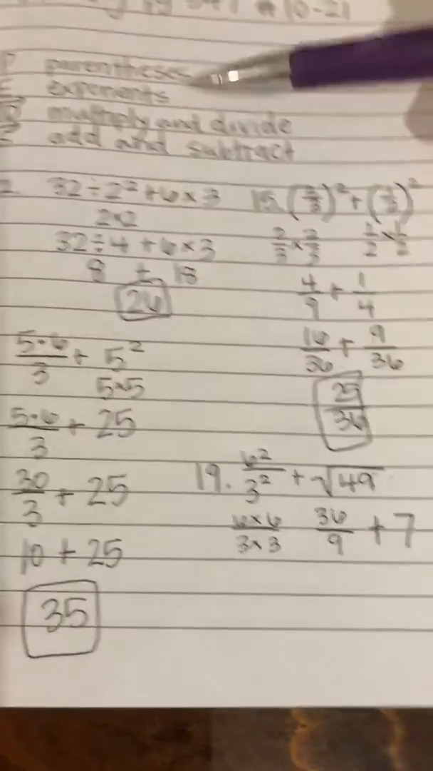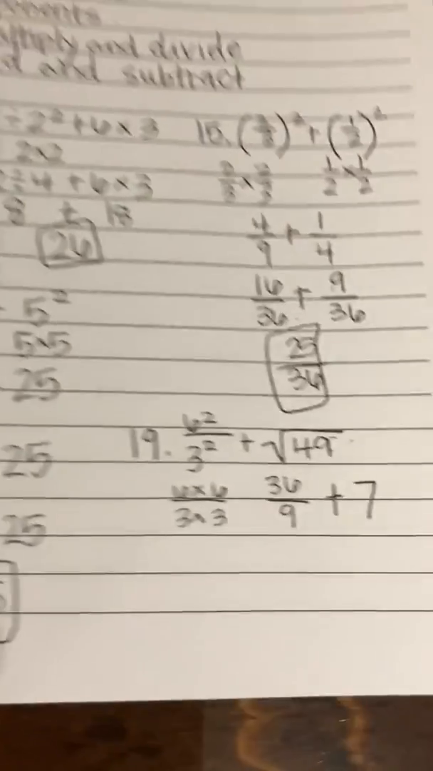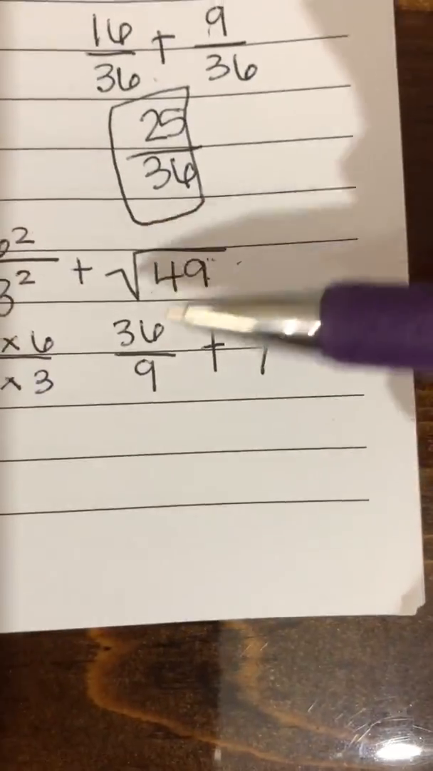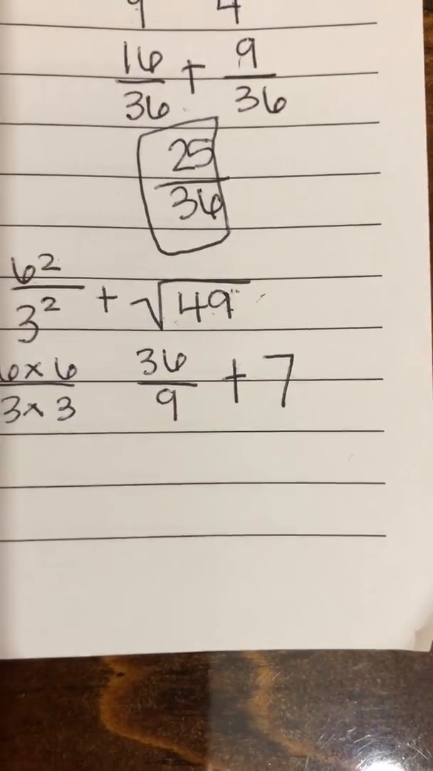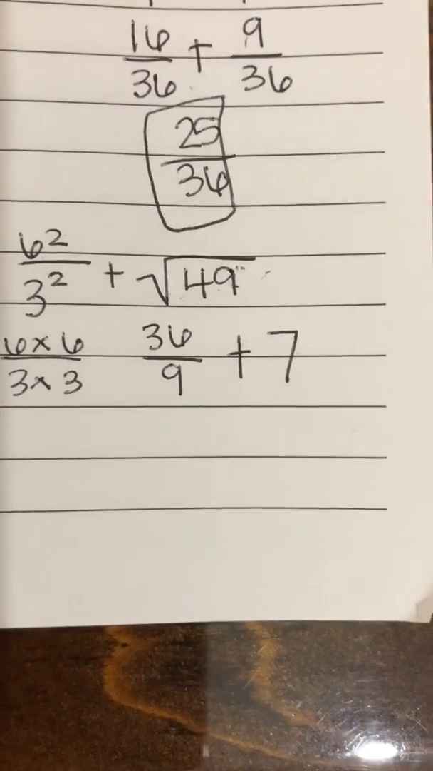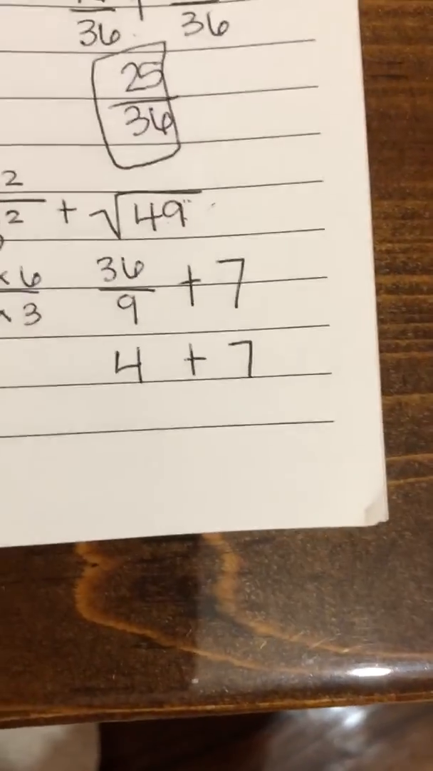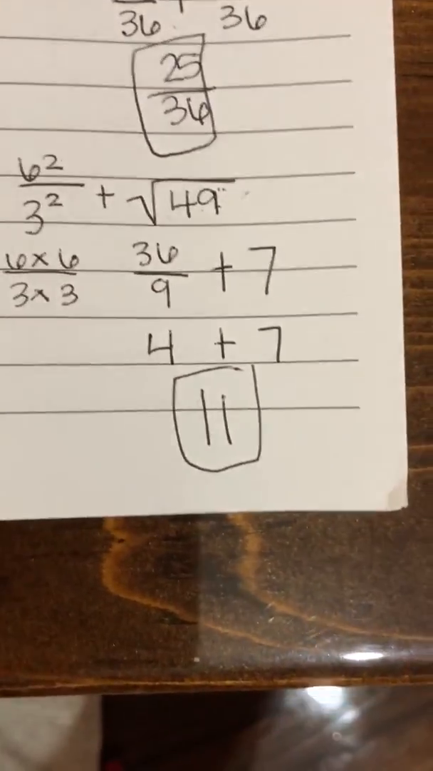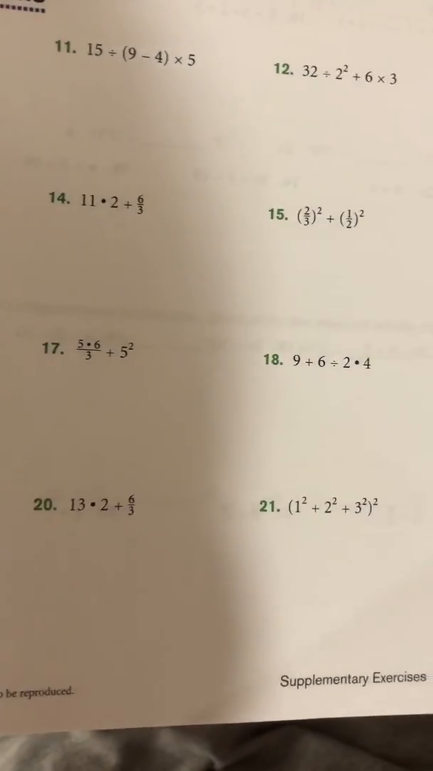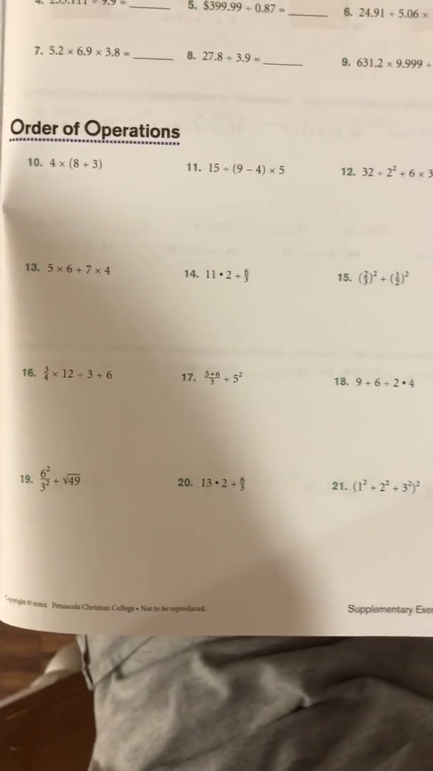So next, we multiply and divide. Well, right here we have an improper fraction, and that means to divide. So we divide 36 divided by 9, and we get 4. So we have 4 plus 7 left, so our answer is 11. Okay, I've worked 4 of the problems, so you have 8 left to do.